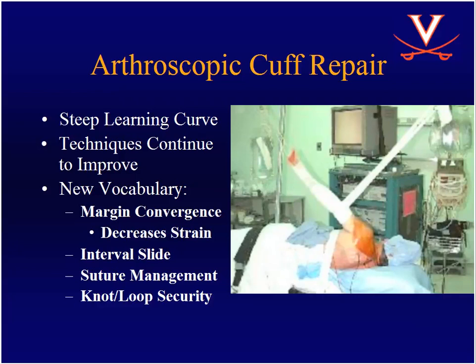Arthroscopic cuff repair, we all know it has a steep learning curve. The techniques and equipment continue to improve, and it's given us a whole new vocabulary and has thrust many of us to the bottom of the learning curve once again in arthroscopy. And so as we climb back up, we understand the concept of margin convergence. That is, if you have a U-shaped tear, to try to oppose the side to side before you put it back down to the tuberosity.